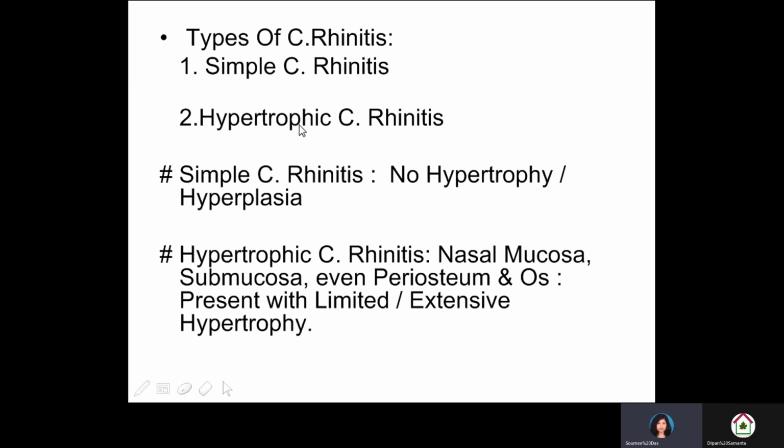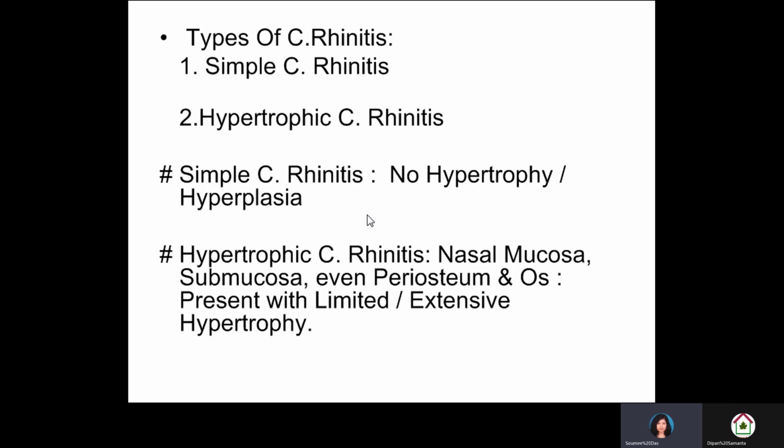Types of chronic rhinitis. Number one is simple rhinitis. Number two is hypertrophic rhinitis. Obviously, in simple rhinitis, there is no hypertrophy or hyperplasia. Okay, so that means there is no proliferation of the cells or no increase in size of the cells. Okay. Next one is the hypertrophic chronic rhinitis. So as the name suggests, there is hypertrophy. Hypertrophy of which part? Hypertrophy of nasal mucosa, submucosa, even periosteum and os present with limited or extensive hypertrophy.